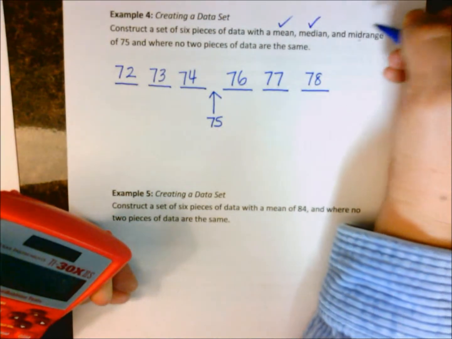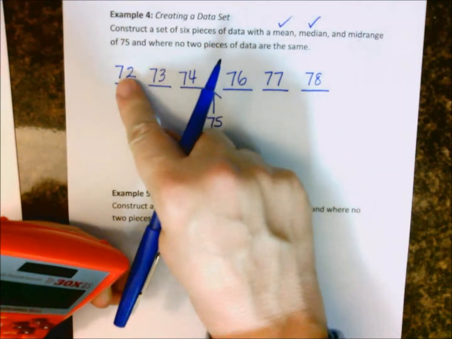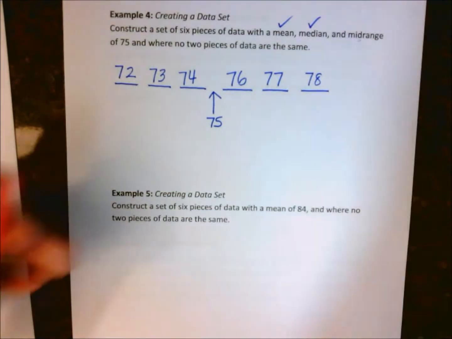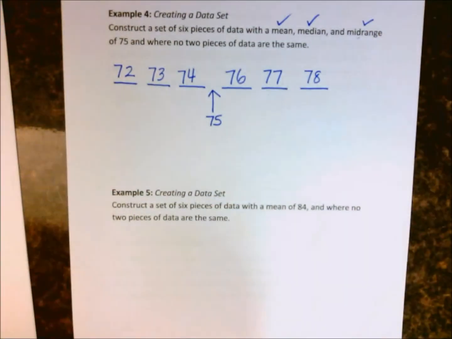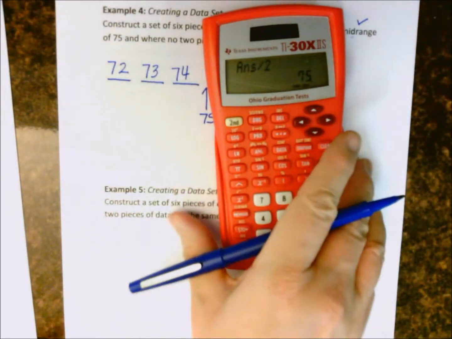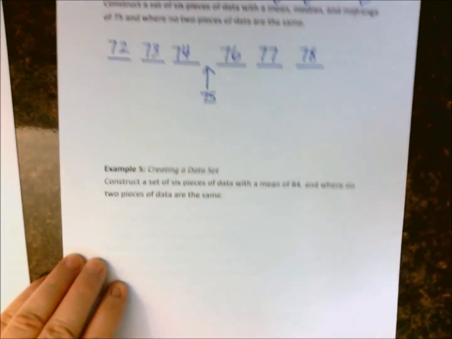I know the median is right. Now I need the mid-range. To get that, I take the low plus the high. So I'm going to take 72 plus 78 and divide that by 2, and it turns out to be 75 also. Okay, so I'm checking those with my calculator to verify that I've satisfied all the stipulations on this question.